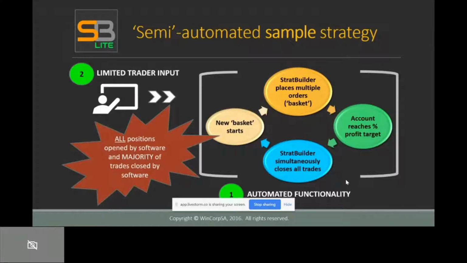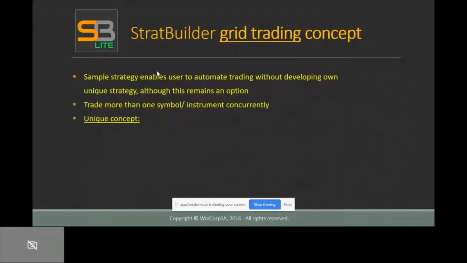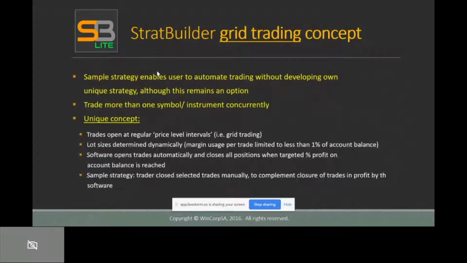If you have a look on your screen now, if you can see my cursor, this whole operation here on the right-hand side, where Stratbuilder places the trades, where it reads the account profit and then closes the trades, and we'll go into some more detail on exactly how this works just now, and then a new basket starts. That whole operation is still very much fully automated. And then there's some limited input required by the trader, but that doesn't mean that we're going back to manual trading now.